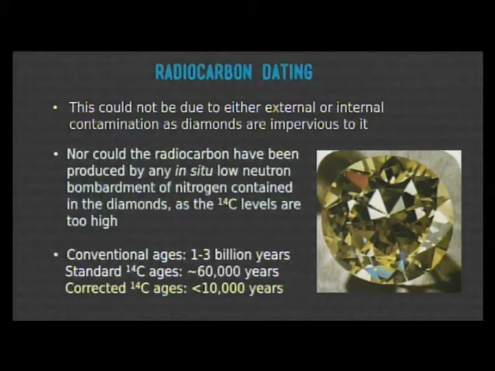It couldn't be from external or internal contamination because diamonds are impervious to that. They're the hardest natural substance known. Nor could the radiocarbon have been produced by in situ bombardment of nitrogen by neutrons. Now, nitrogen is found in diamonds in minute quantities. And yes, there is sometimes uranium in diamonds. And you'll find on blogs, skeptic blog sites and websites, claims that the radiocarbon in diamonds could be produced as a result of this neutron bombardment from uranium decay of nitrogen.